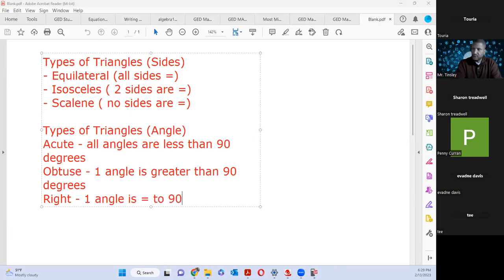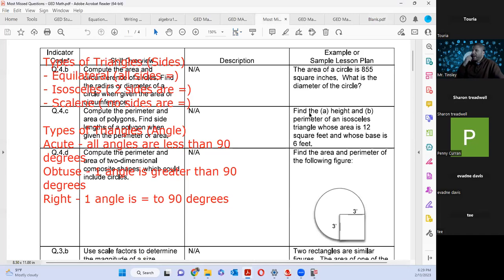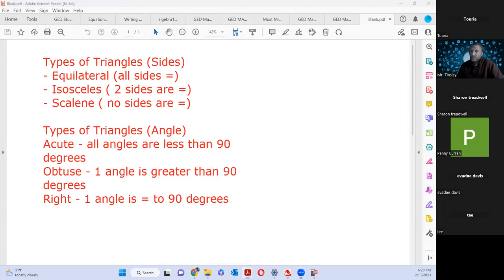So in that problem, which is one of the most missed questions, now that was from years ago. That was like when the test first came out, like 2014. There's a new version. I will find it. So let's make sure we got this. Let's go back to that question. And it said, find the height and perimeter of an isosceles triangle whose area is 12 and whose base is 6. Okay. So the area is 12.